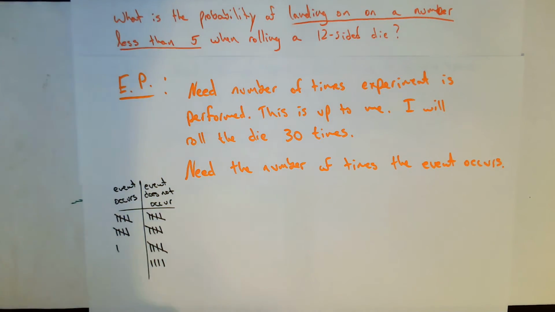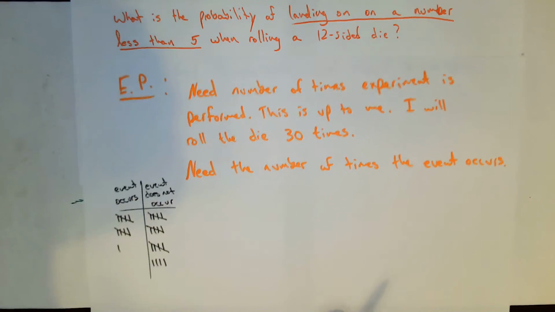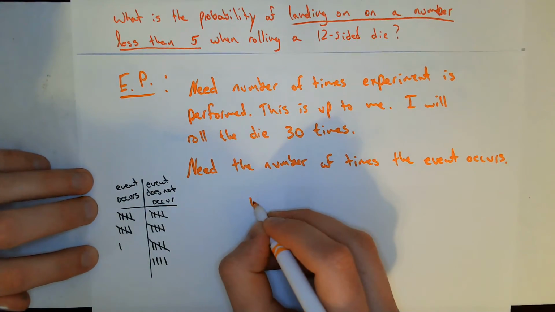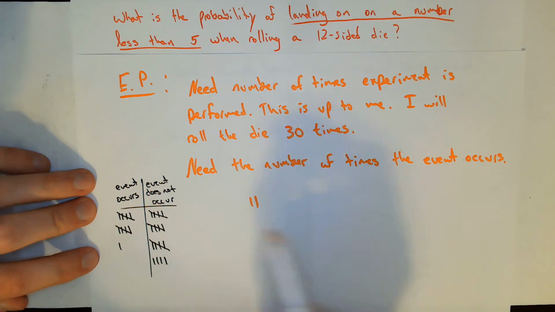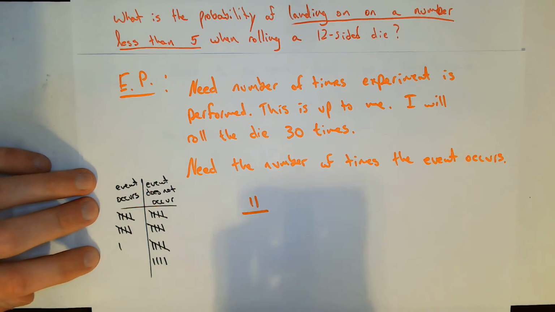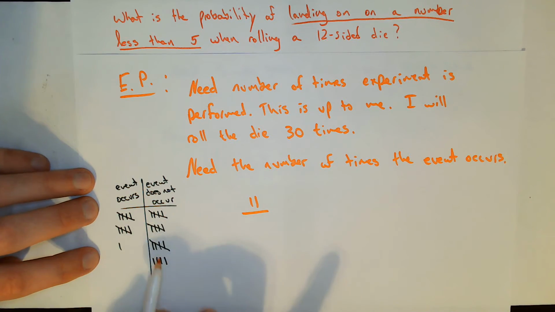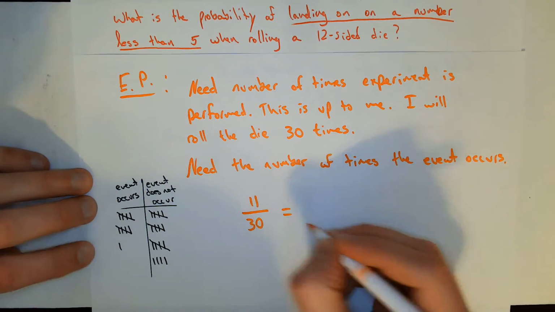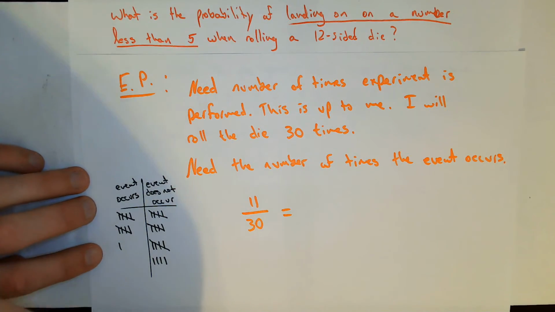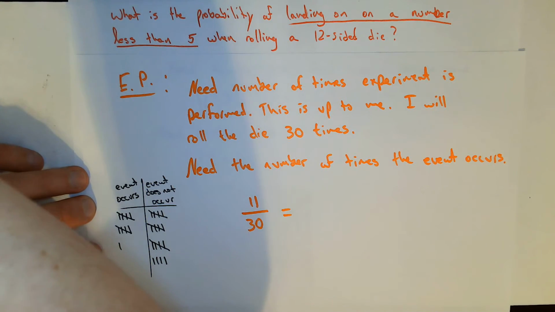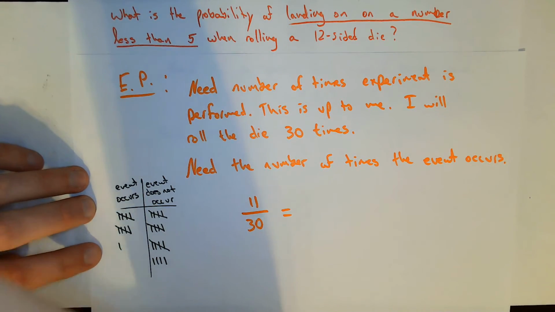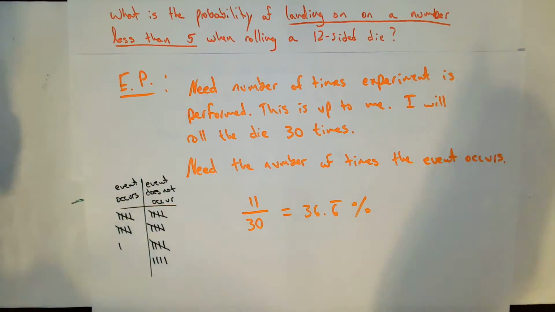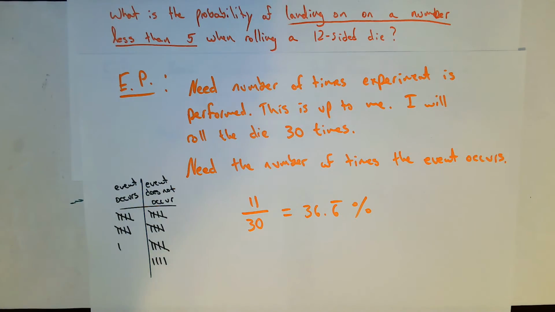So, the number of times the event occurred is over here. That's 11 out of the total number of times. So not the other column, but the total. So 5, 10, 15, 20, 25, 30. That's how many times I did the experiment. And what does that equal as a percentage? 36.6 repeating percent. I mean, that couldn't have gone really too much better.